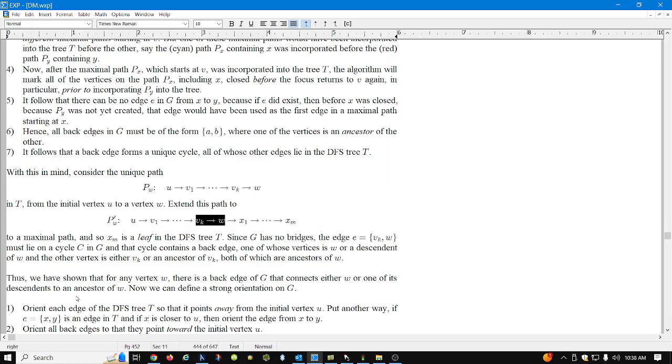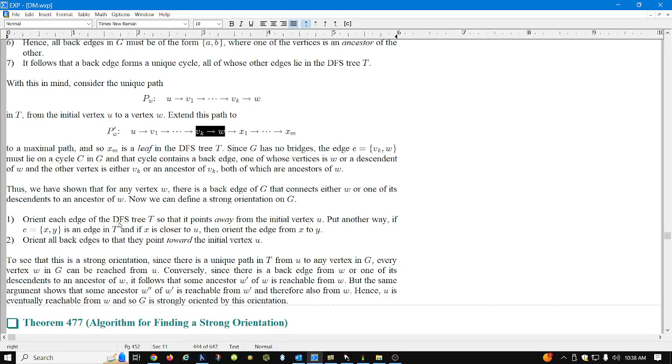Now we can define a strong orientation. Orient each edge of the depth first search tree so that it points away from the initial vertex U. So if xy is an edge and x is closer to U, orient the edge from x to y, from parent to child. I should have said that, parent to child. Orient all the back edges so they point toward the initial vertex.